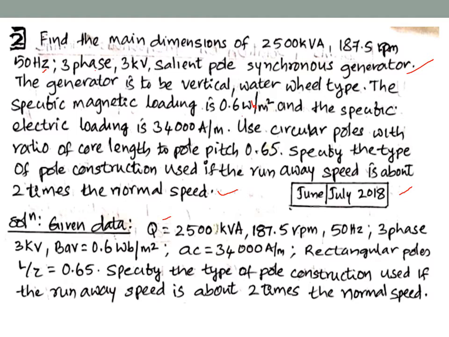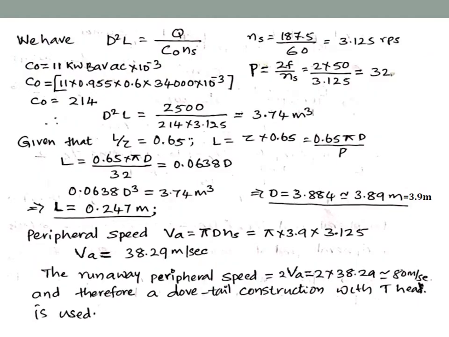Q is equal to 2500 kVA, speed is 187.5 rpm, 50 Hz, 3-phase, 3 kV, BA is given, AC is given, and the L by tau ratio is given. Specify the type of pole construction used if the runaway speed is about 2 times the normal speed. Next we have to find D square L.